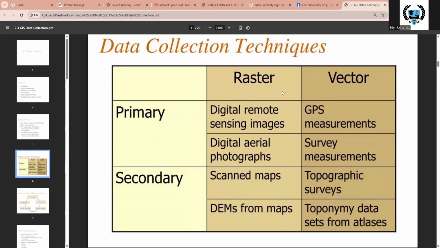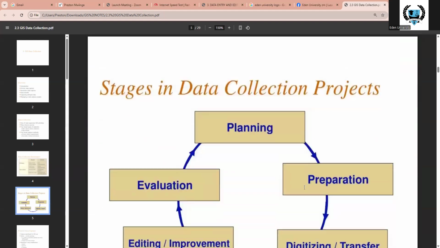So here we have raster and vector. For primary, digital remote sensing images. This is for raster. Then for vector, we have our GPS measurements. Then for primary, again, we have digital aerial photographs. Then for vector, we have our survey measurements. Secondary, we have our scanned maps and data from maps. Then under vector, we have topographic surveys and toponymy data sets from the assets.